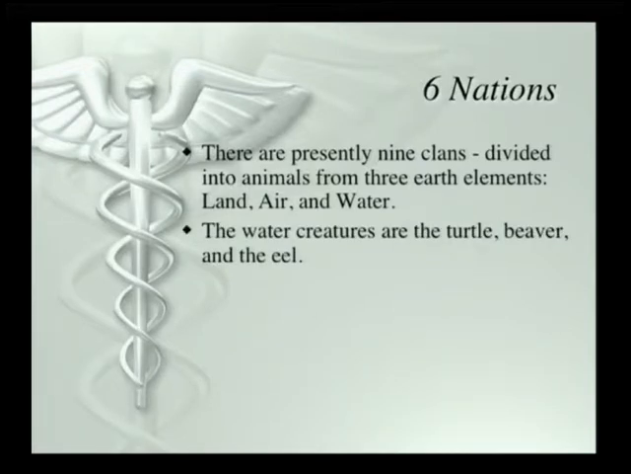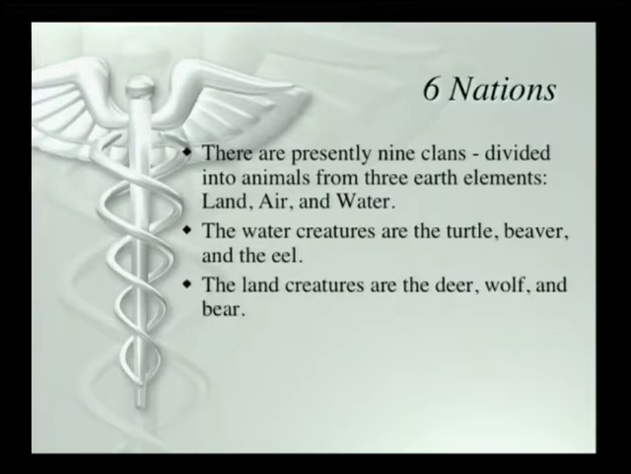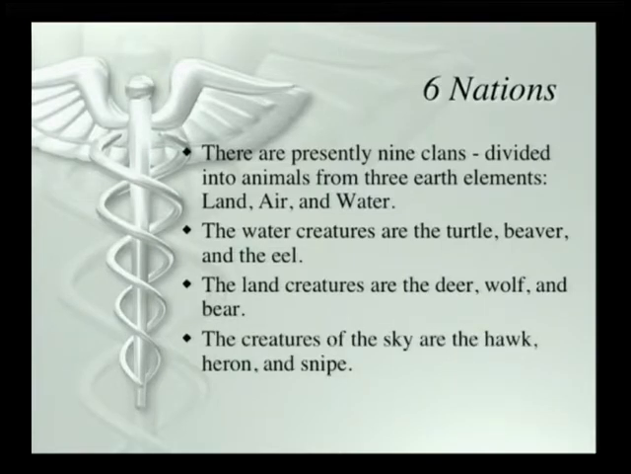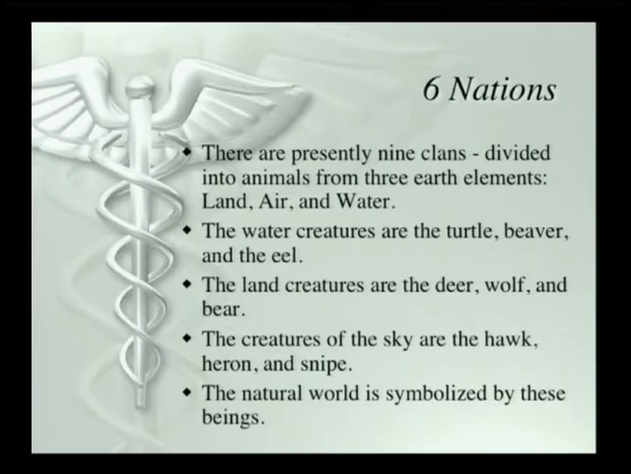The water creatures are turtle, beaver, and eel clan. The land creatures are deer, wolf, and bear. And the creatures of the sky are hawk, heron, and snipe, the last two being essentially water creatures. So the natural world is then symbolized by these beings, the beings of land, air, and water, and 9 animal clans.